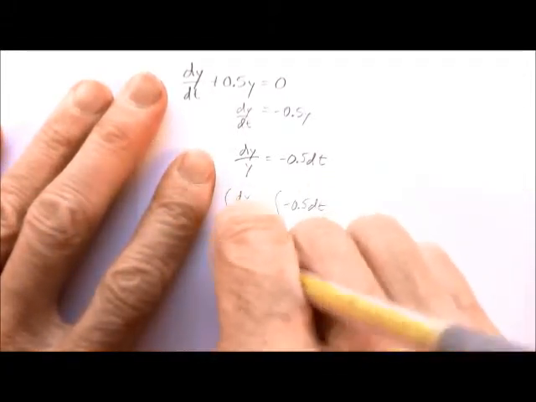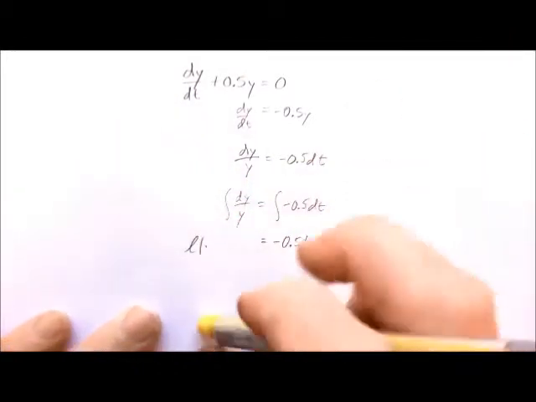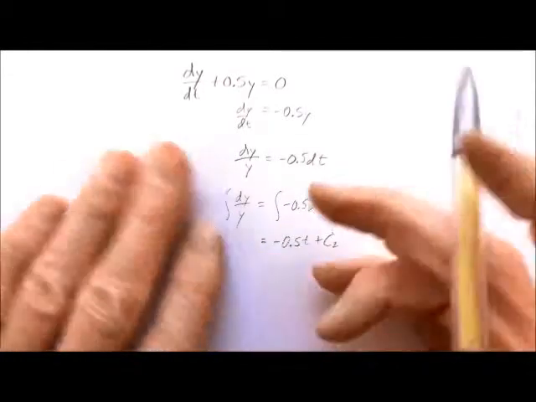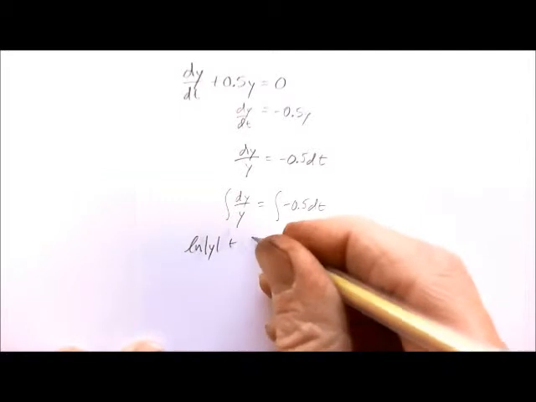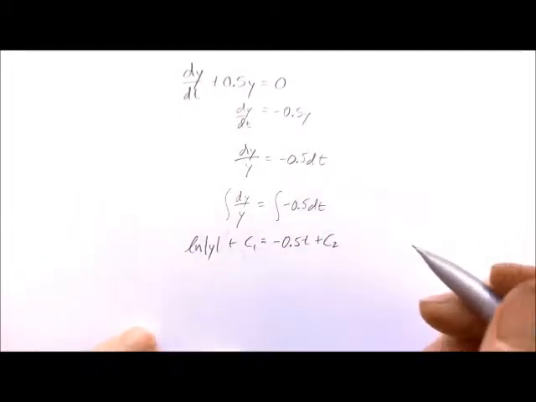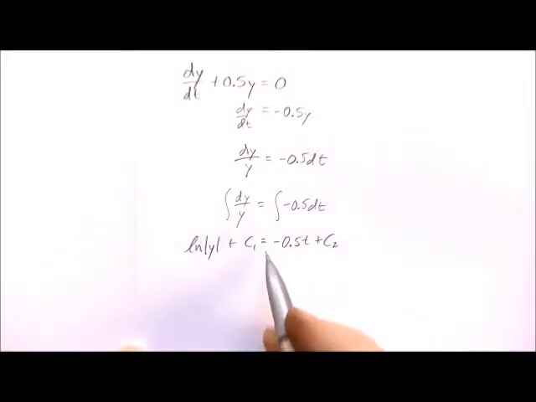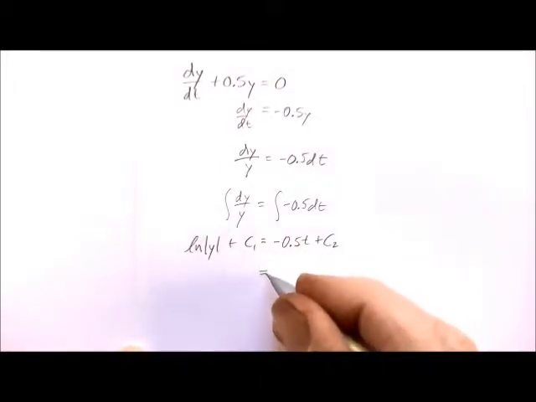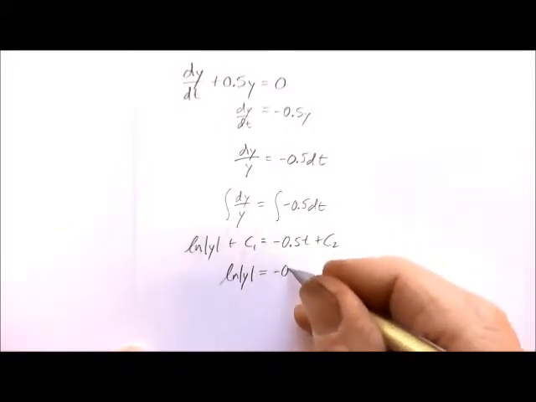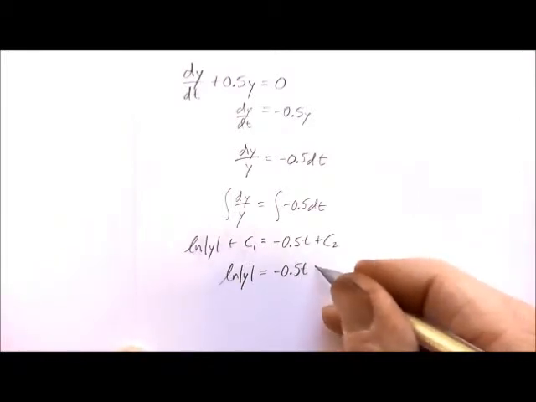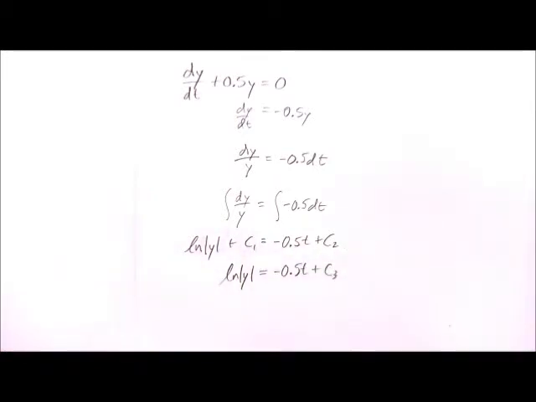And let's get the constant back in over here. So this would actually be natural log absolute value of y plus a constant that we'll call c1. So ln absolute value y plus c1. And we can now subtract c1 from both sides like we did before. And so when we do that, we'll get natural log absolute value of y equals negative 0.5t plus c3, where c3 is c2 minus c1.